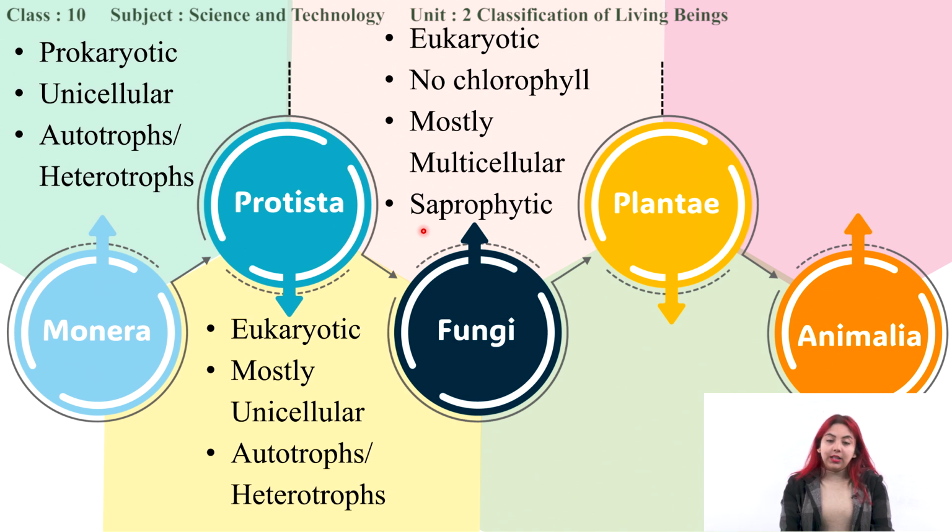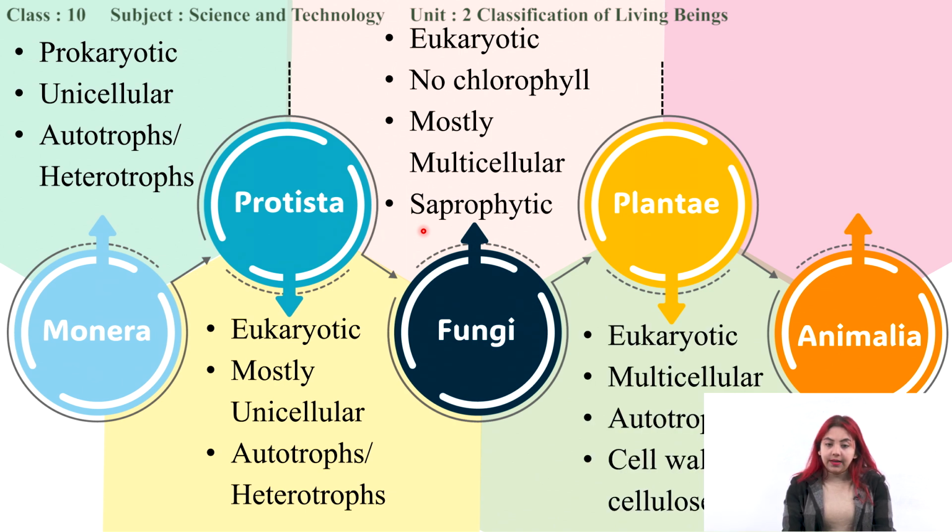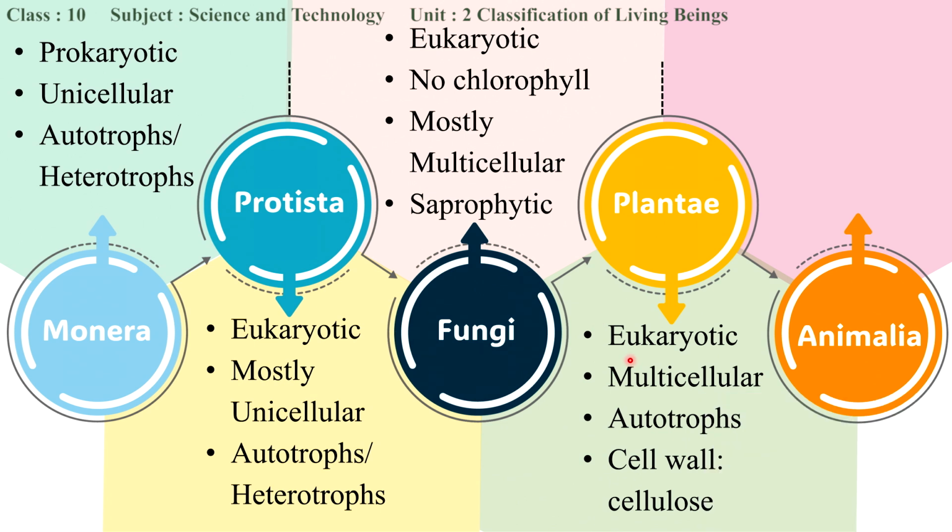Now another kingdom is Plantae. In this kingdom lie the organisms which are eukaryotic, multicellular, and the main distinguishing feature is that they are autotrophs. So all the organisms that are autotrophs, multicellular and eukaryotic belong to the kingdom Plantae, and the cell wall of the organisms present in this kingdom is composed of cellulose.